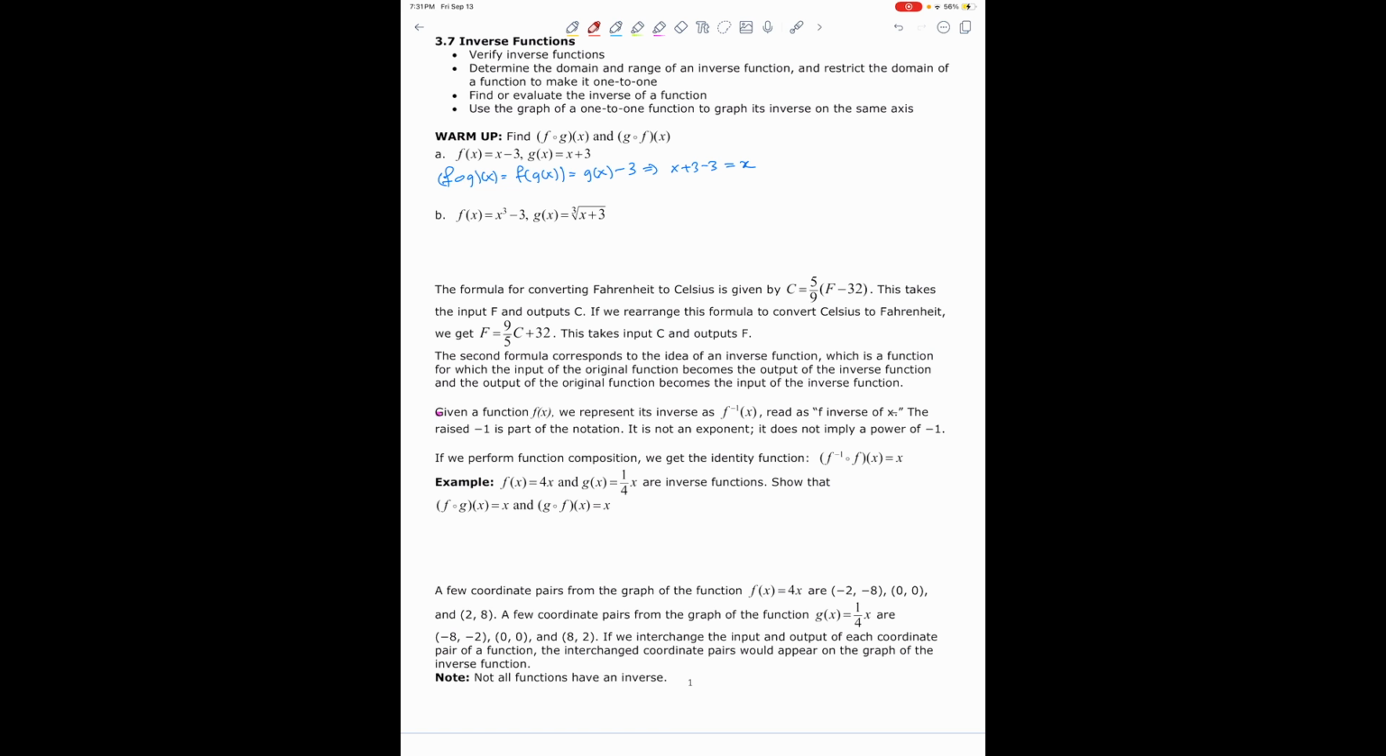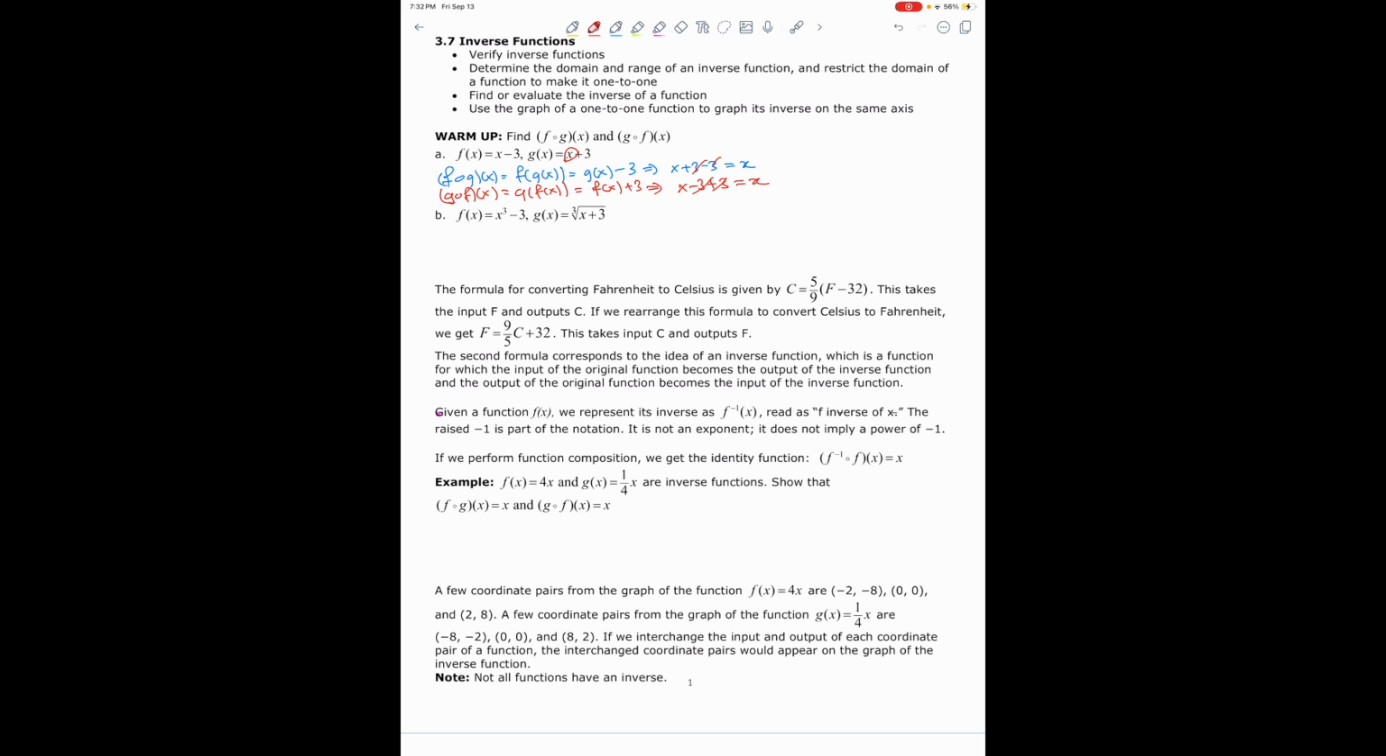The other one, g of f of x, means we're going to plug f of x into g of x. So that is going to be x minus 3 plus 3, which will give us x basically. The 3's are going to cancel together.